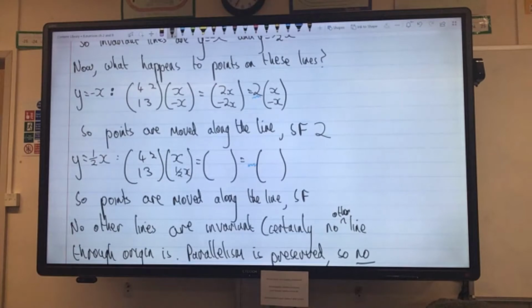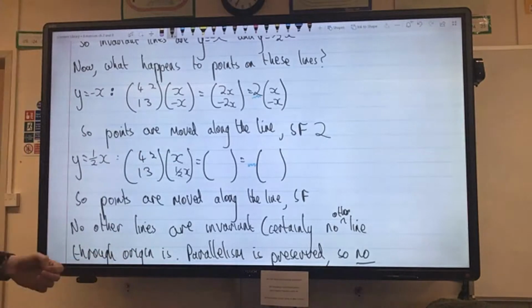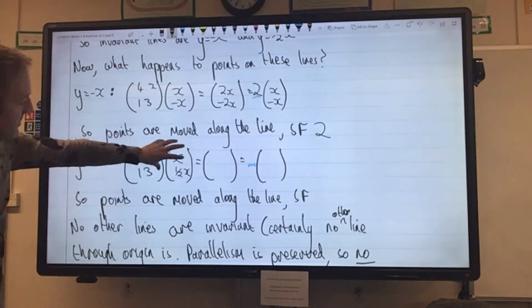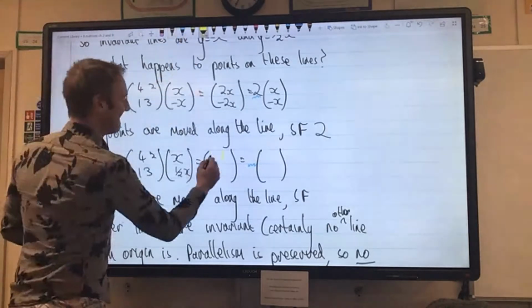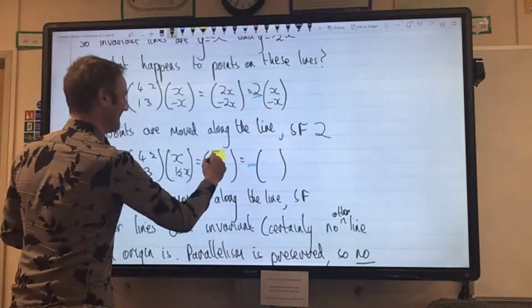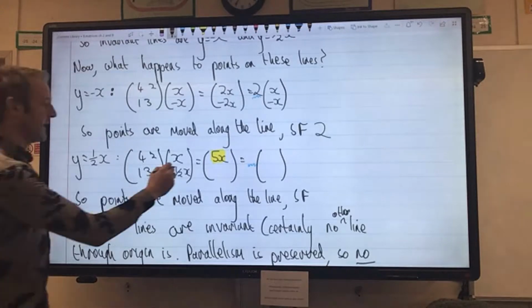Not really sure. Well, come on, have you forgotten how to multiply a matrix? What happens when you multiply this matrix by that vector? So is it just 5x? Yes, 5x on the top. And then 5 over 2 x. Exactly right, good.